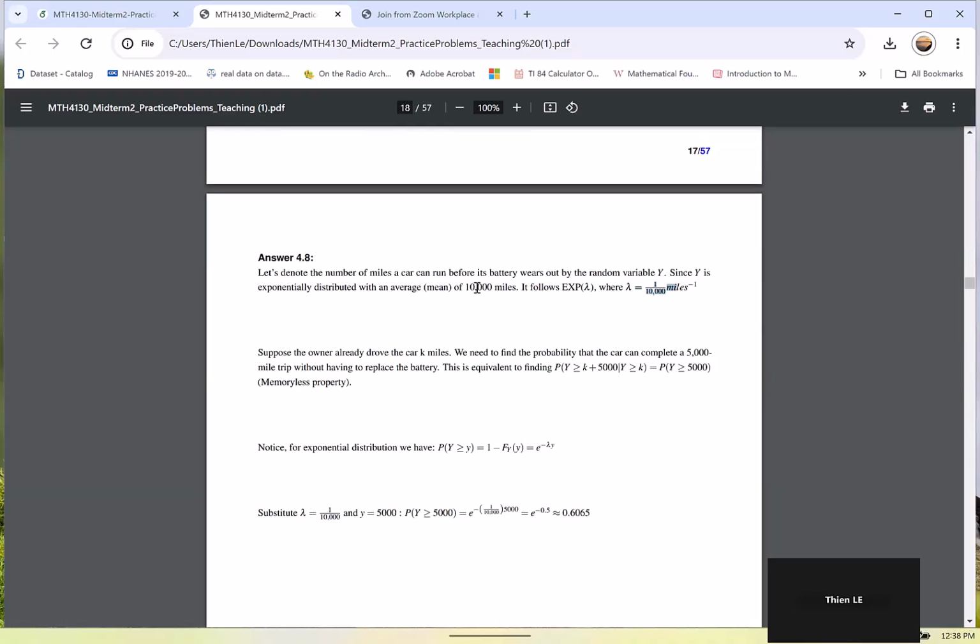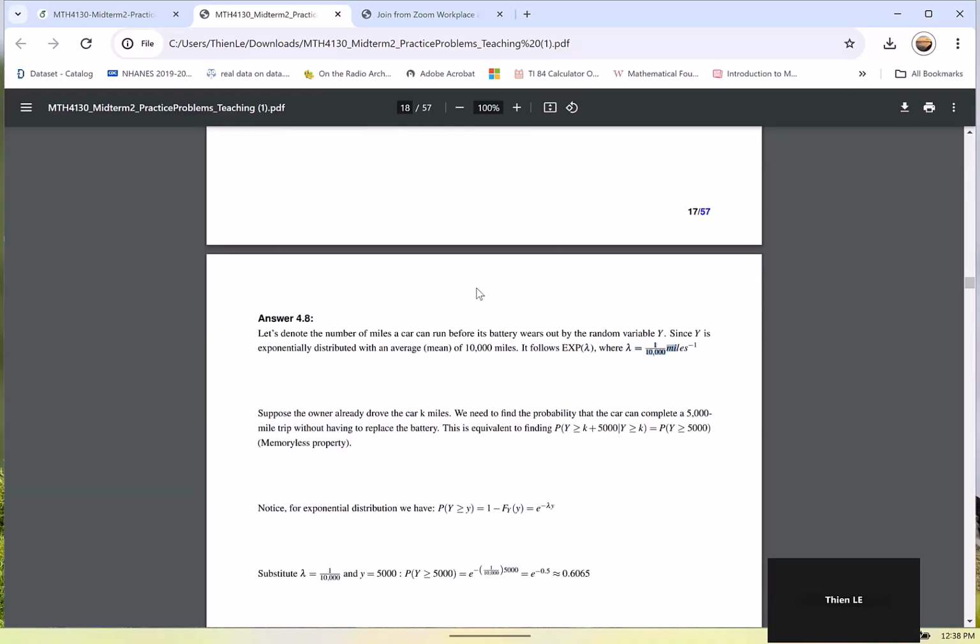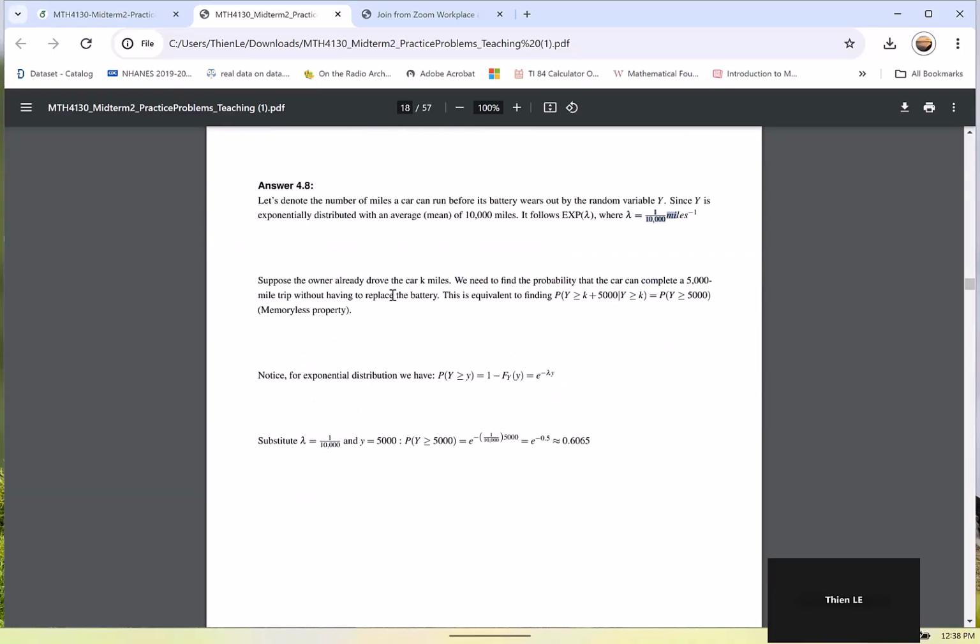Because you modeled it by exponential, you should make use of the memoryless property. Okay. So we need to find the probability that the car won't fail, right? So it can still run more than 5,000 miles, even given that it has already driven k miles. So this is the probability you need to find. And because of the memoryless property, in this case it just reduces to this form, okay? And you just plug back in to find it very easily.